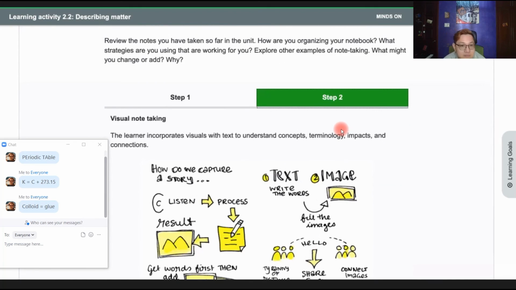Visual note taking: incorporate visuals with text to help you understand concepts. Of course, sometimes you can just incorporate pictures, and you can just draw things in there to help you visualize things better. A lot of people, like for example you and me, learn better with pictures. So maybe it's better to just draw things.